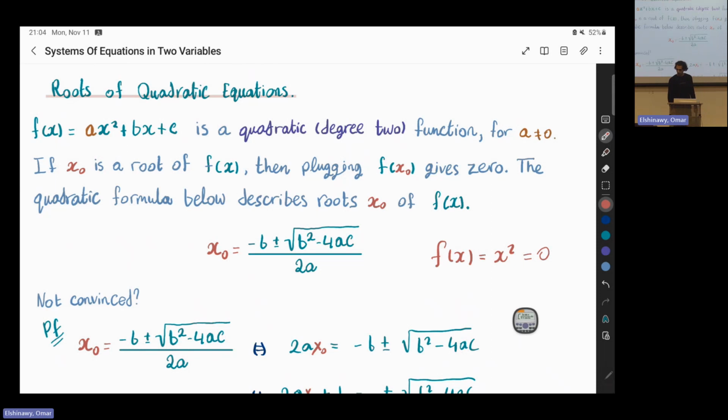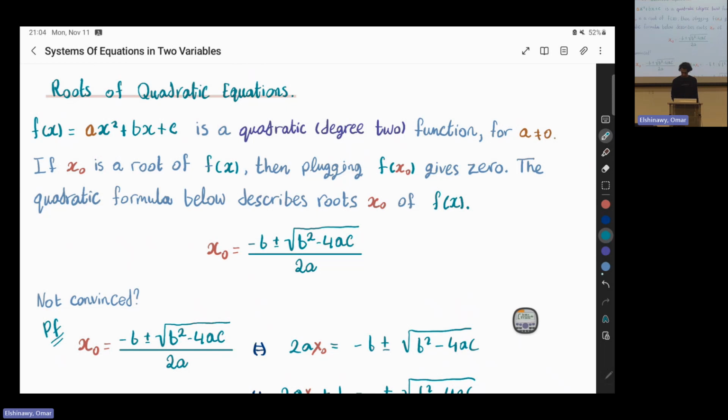Not a trick question. So I'm asking which value of x, or maybe which x naught will give a 0. It's 0, right? 0 is the only number which you multiply by itself to get 0. So that is the simplest example of a root of, let's say, a simple quadratic function or a degree 2 function.